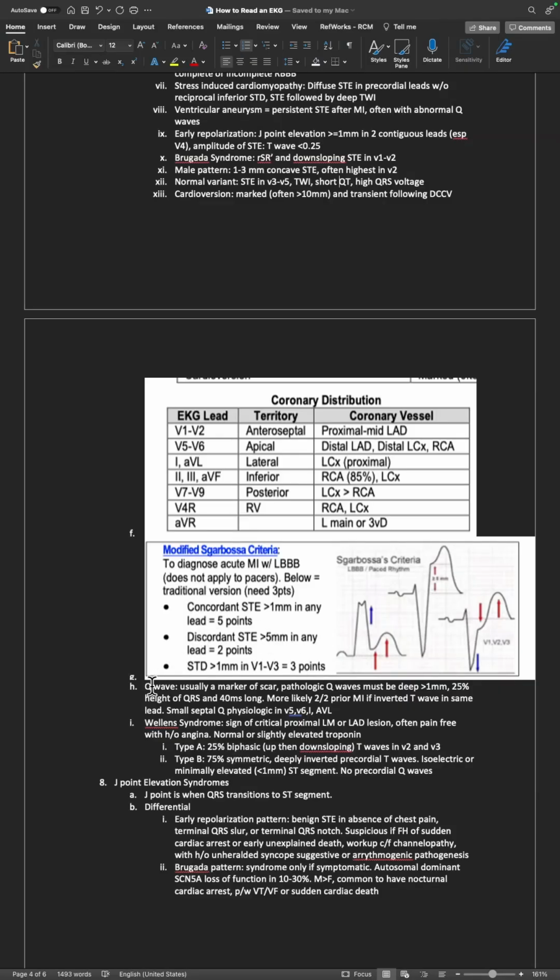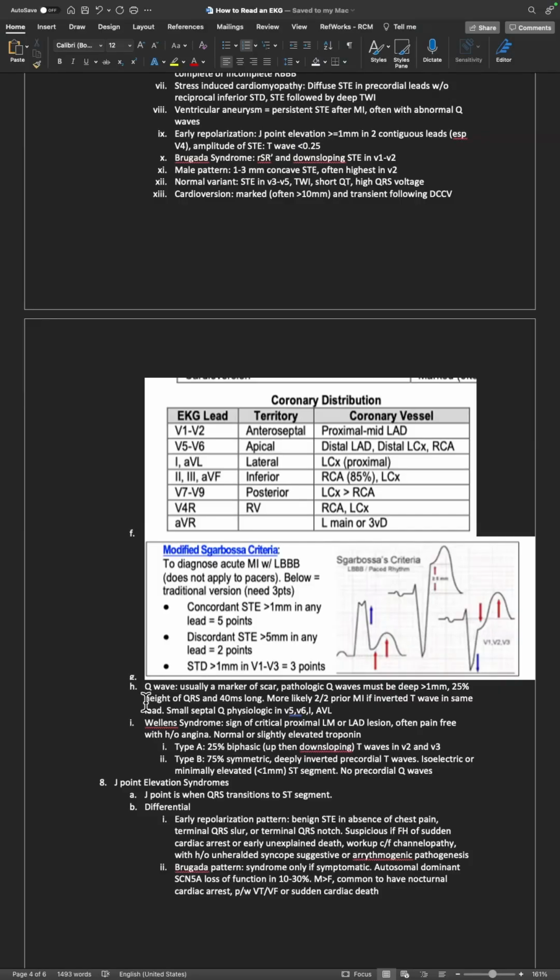So a Q wave is usually a marker of a scar. Pathologic Q waves must be deep, greater than 1 millimeter, 25% of the height of the QRS, and 40 milliseconds long. This is more likely secondary to prior MI if the inverted T wave is in the same lead. A small septal Q is physiologic in V5, V6, 1, and AVL.